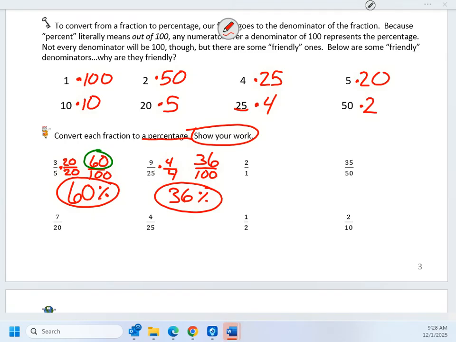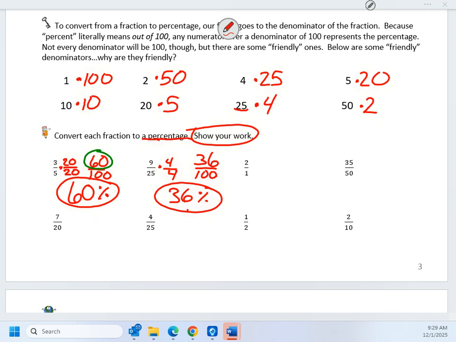You multiply the top by the same scale factor. You take that numerator and turn it into that percent. 36 hundredths is 36%. The percent sign is important on the test. If it's asking for a percent and you don't give that percent sign, it will be wrong. Make sure if it's asking for a percentage, you give me the percent sign. Okay, important details. In math, details matter.